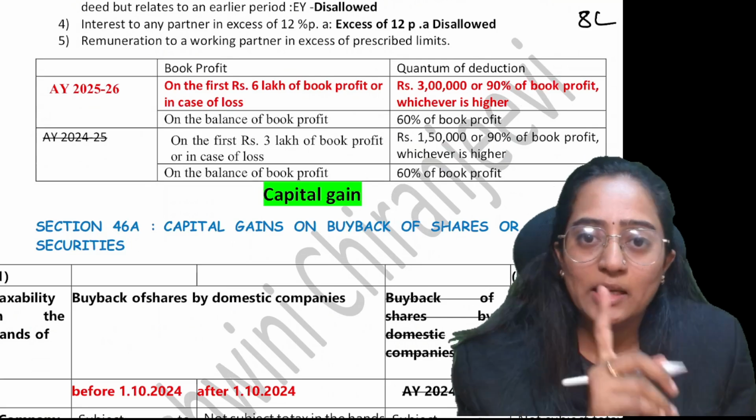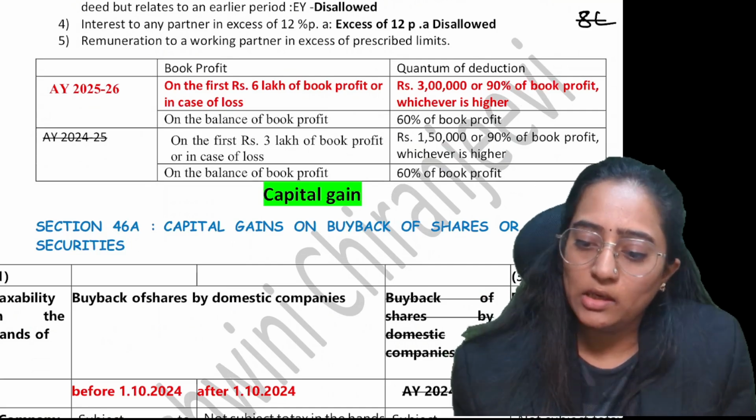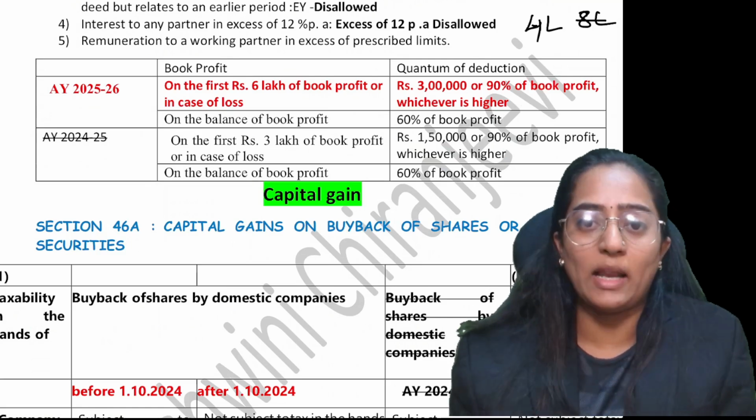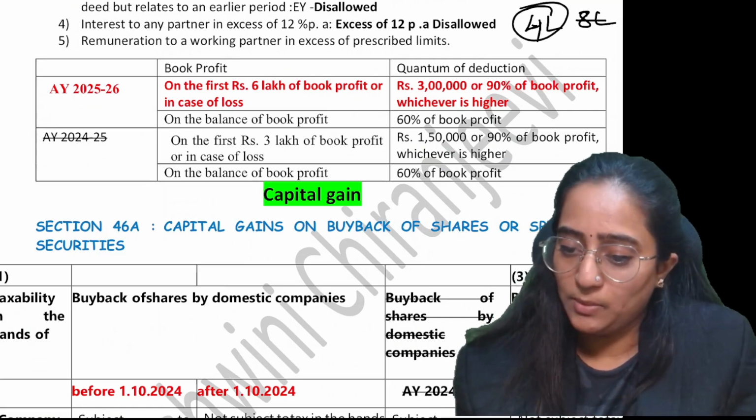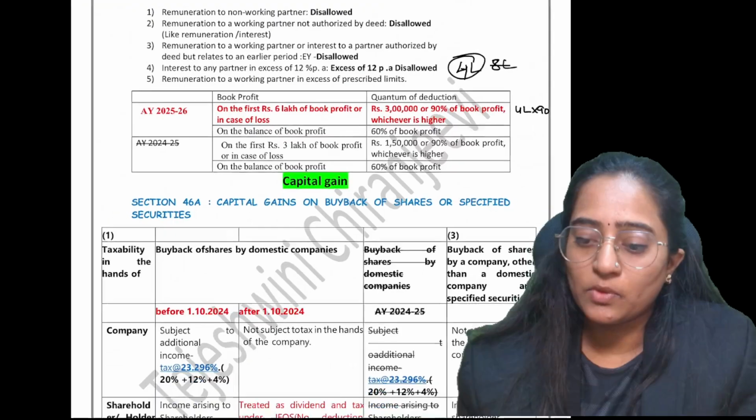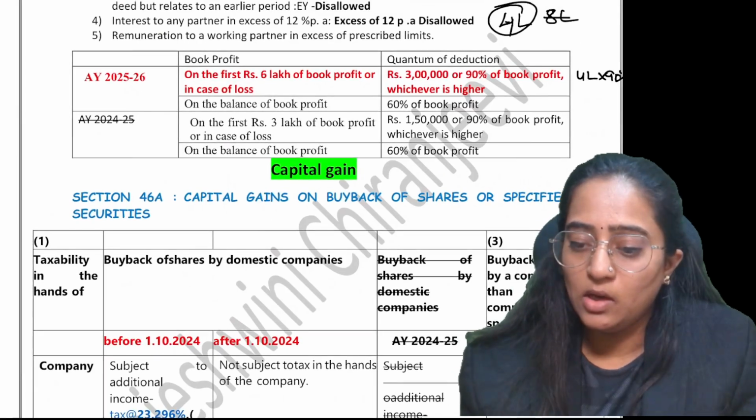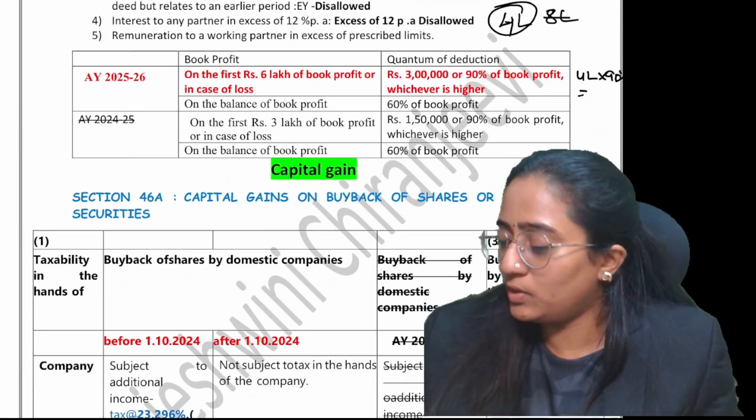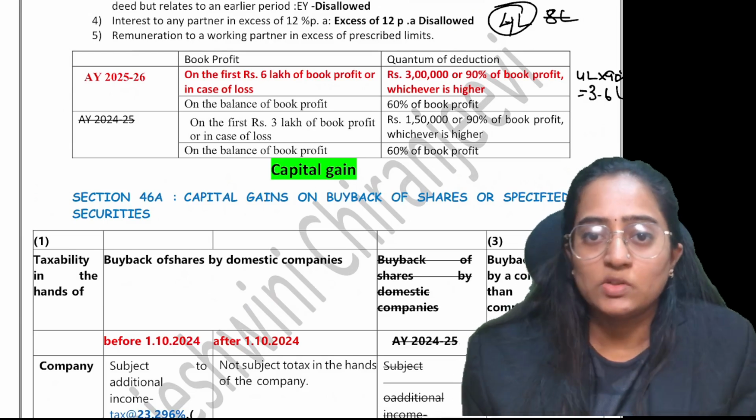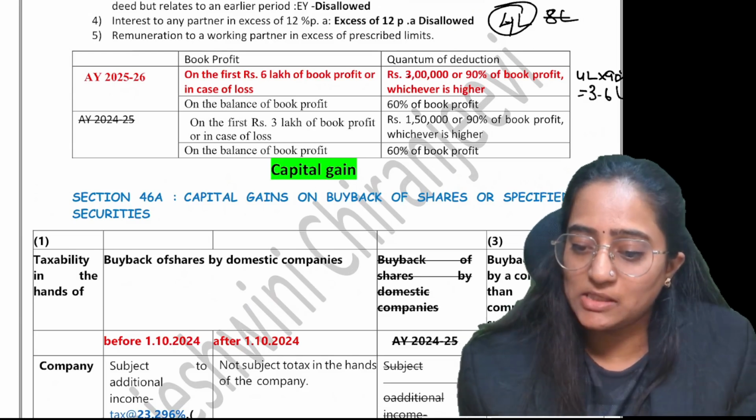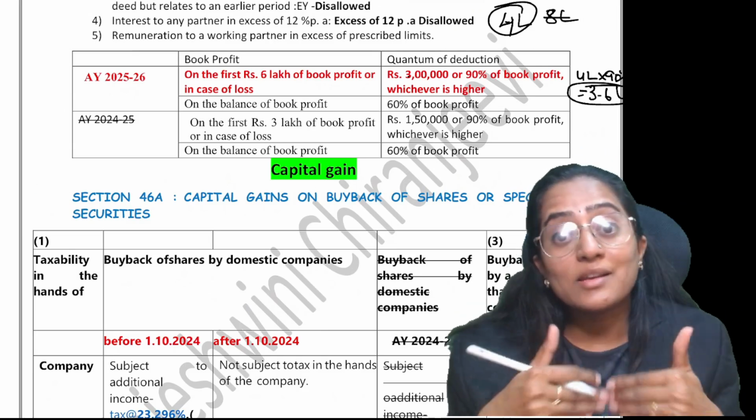See now. 3 lakh or 90% of the book profit, whichever is higher. Suppose, what if the book profit is only 4 lakh here? It is not 8 lakh, it is just 4 lakh. You will take 4 lakh into 90%. Whatever the answer you would get. How much would you get? You will get 3,60,000. So this 3,60,000 rupees or 3 lakh, whichever is higher. Which will you take? 3,60,000 is higher. That will be the allowable remuneration.